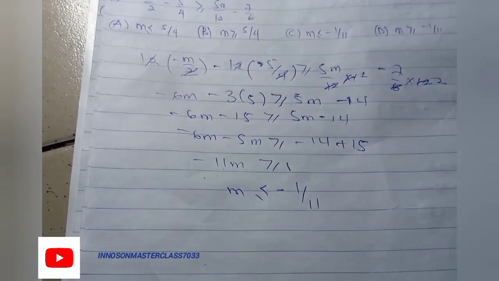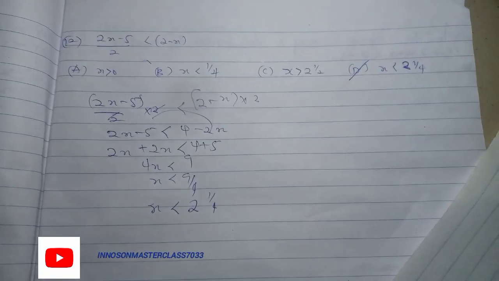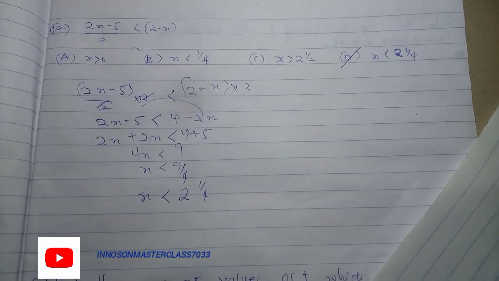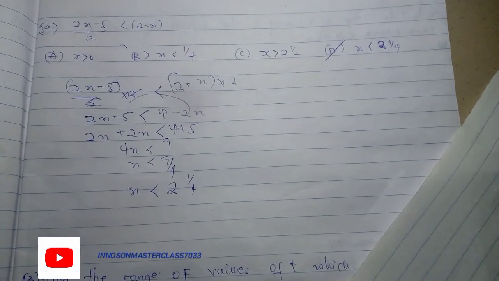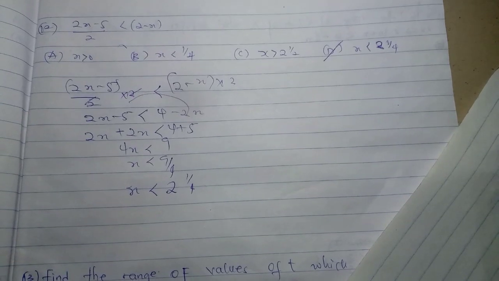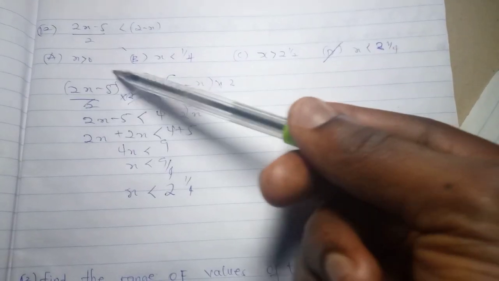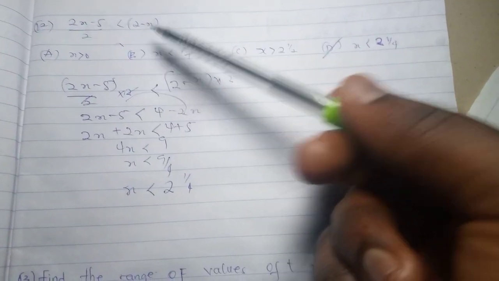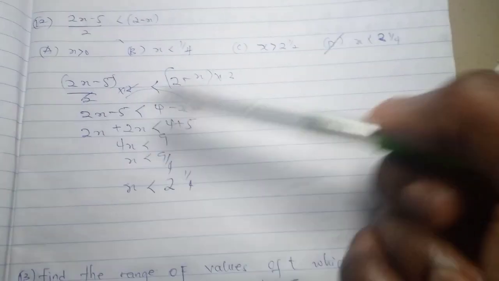Very, very simple. With this calculation, you see that this is in the form of a fraction. The inequality appears in a fractional form. The first step to take is to multiply through by the LCM, which is 2. Multiplying each by 2, 2 and 2 cancel out. You're left with this only.